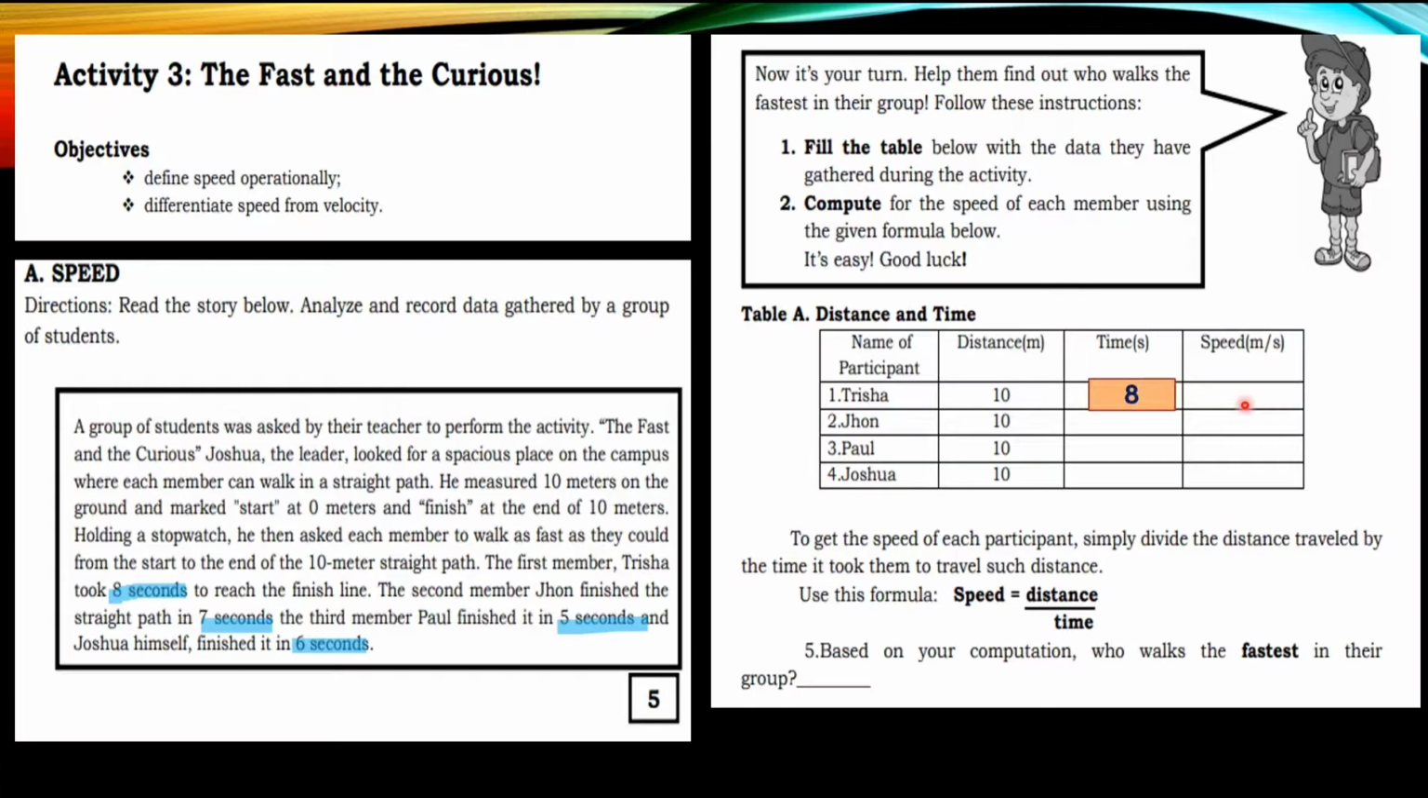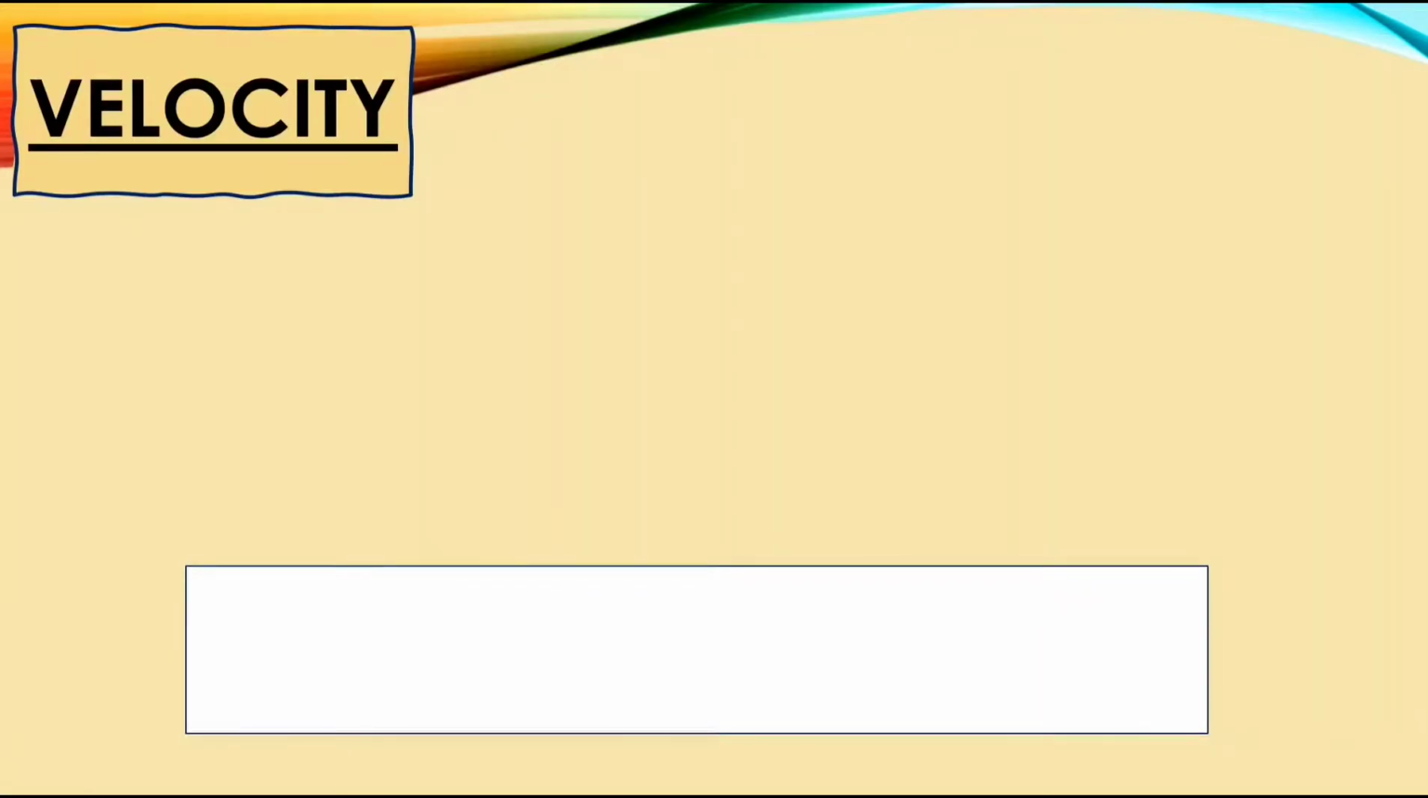Halimbawa, si Trisha ay naglakad ng 10 meters in 8 seconds. So, ang speed ng paglakad niya ay 1.25 meters per second kasi 10 meters divided by 8 seconds. Sagutan mo yung speed ng iba pang members and answer the question in number 5. The question is, based on your computations, who walks the fastest in their group? Kung sino ang may pinakamataas na speed, siya yung pinakamabilis kasi maikling oras lang yung kinailangan niya para matapos yung 10 meters na distance. Let's now proceed to the word velocity.